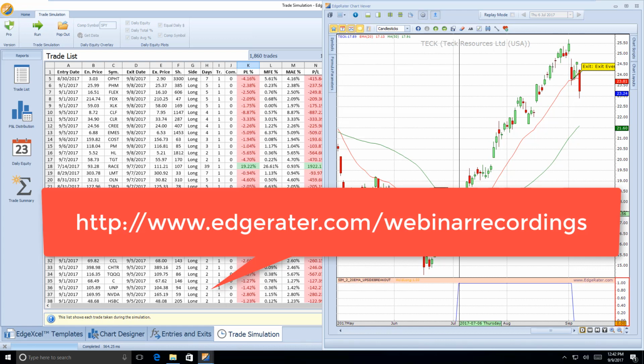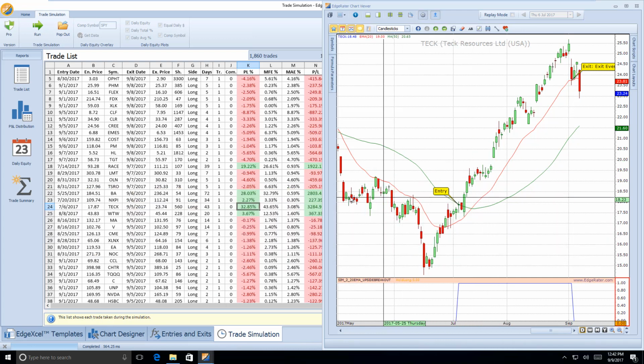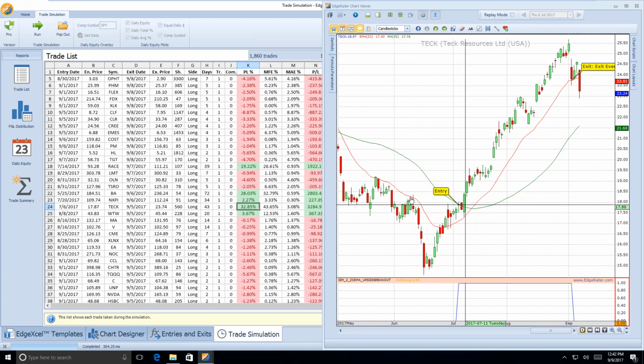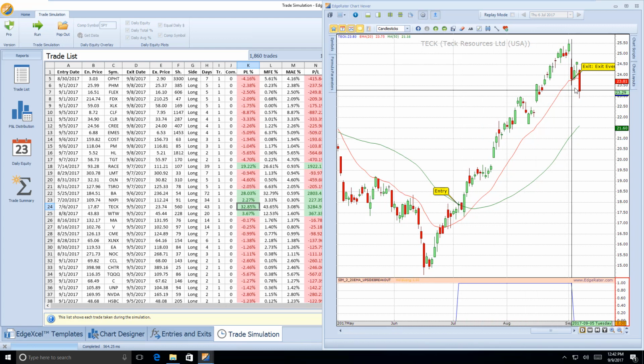Okay, so yes, tech had quite a nice gain. This is actually the biggest gaining stock that exited during the week, 32%, or nearly 33% for a 43-day hold in this stock. Entered based on the rules down here, above the 20 EMA, and exited when price touched the prior day's 20 EMA for a nice 33% gain.